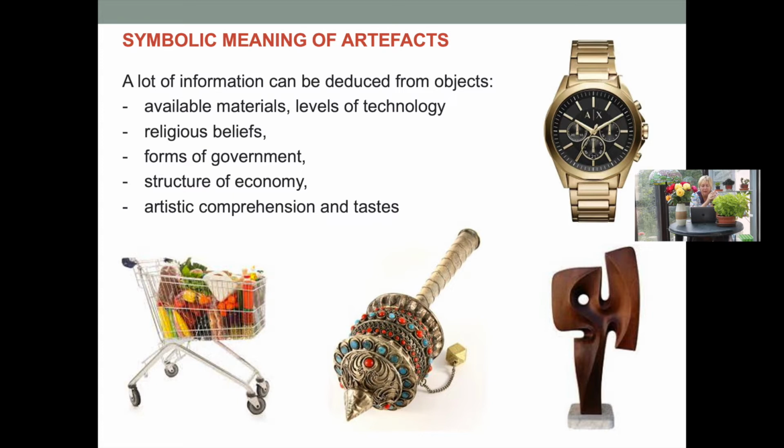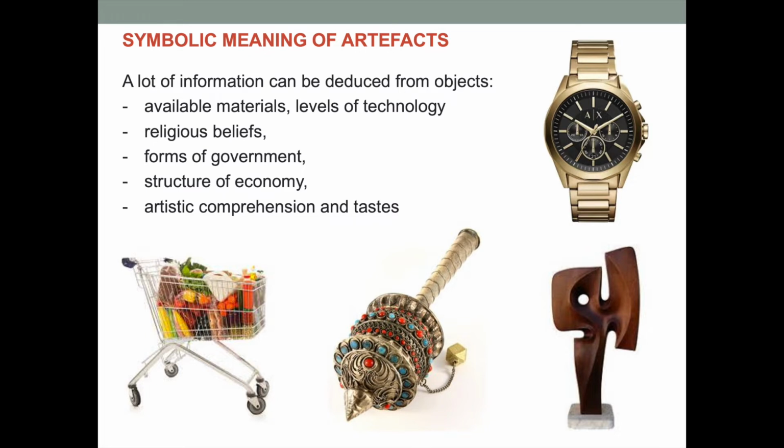So we have a selection of various objects coming from different cultures here on the slide, and just ask yourself what you can deduce from these objects, like the supermarket trolley or the abstract sculpture, a hand watch, or this rather strange and perhaps the least familiar object here, which actually is a Buddhist prayer tool. So it's used for prayer.